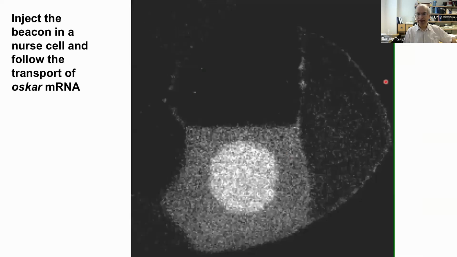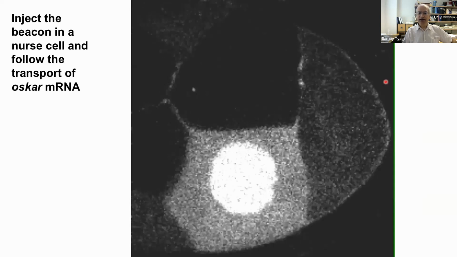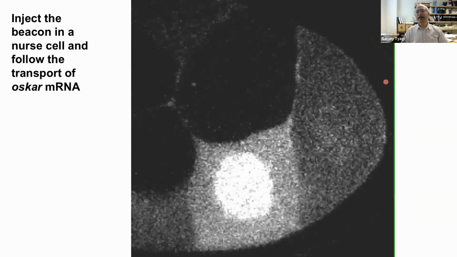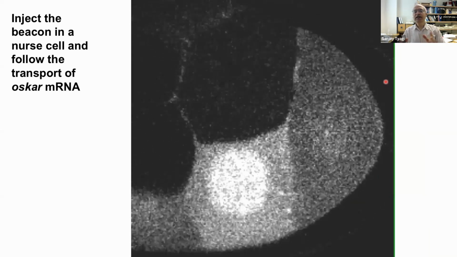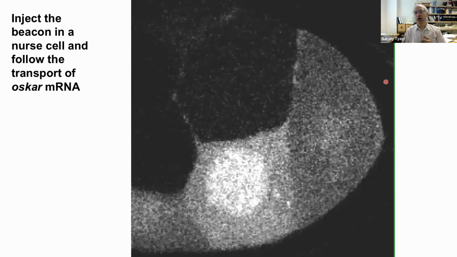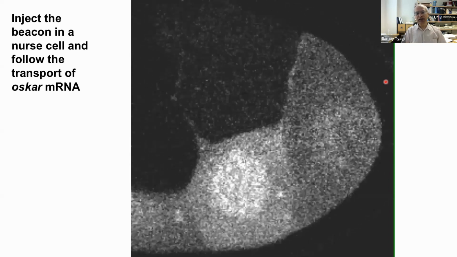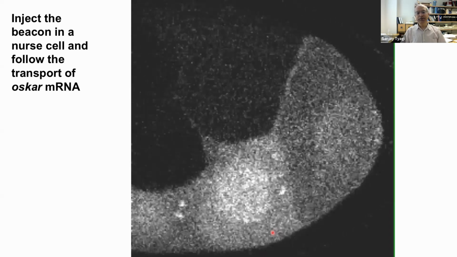So this movie is about 1 minute long, but it represents about 95 minutes of time in the development of the fruit fly oocyte. We injected into this nurse cell, and you see the beacons tend to go into the nucleus, where RNAs are produced.